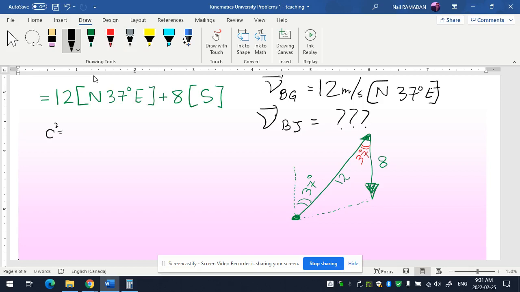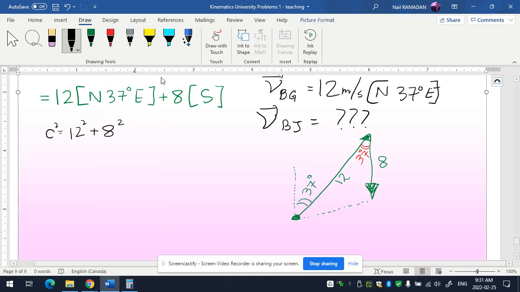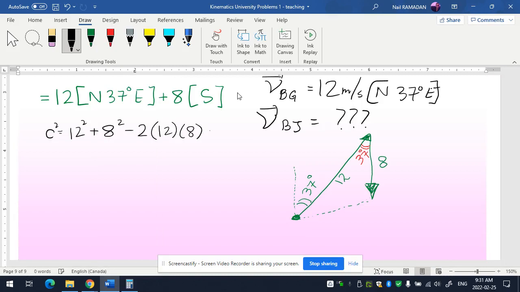Now, what's a squared? Yeah, so 12 squared. Let's jump straight to the numbers. 8 squared minus 2 times 12 times 8, cosine of what?